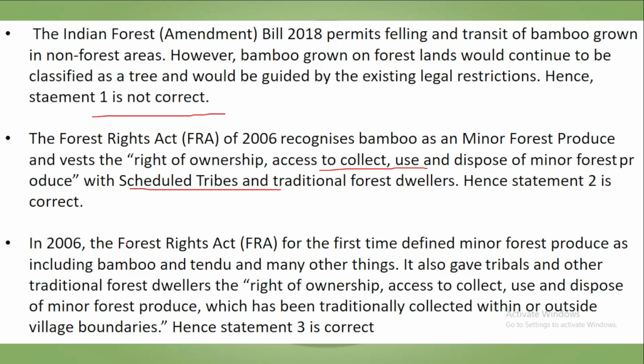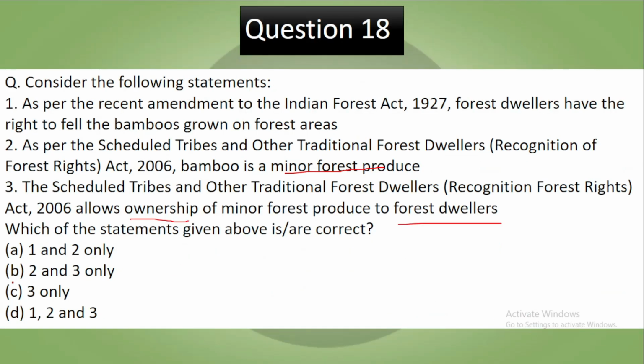Statement third says in 2006, the Forest Rights Act for the first time defined minor forest produce as including bamboo and tendu and many other things. It also gave tribals and other traditional forest dwellers the right of ownership and access to collect, use and dispose of minor forest produce which has been traditionally collected within or outside the village boundaries. So your answer is B. Both are correct.